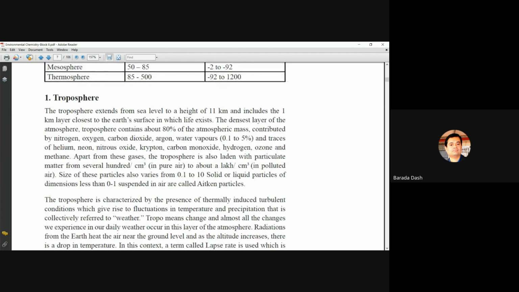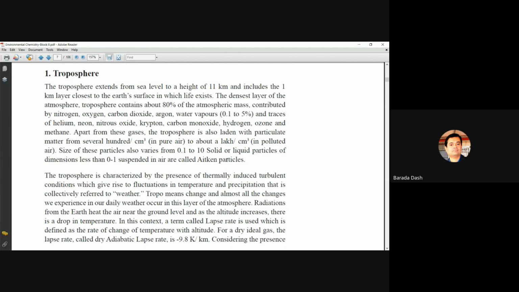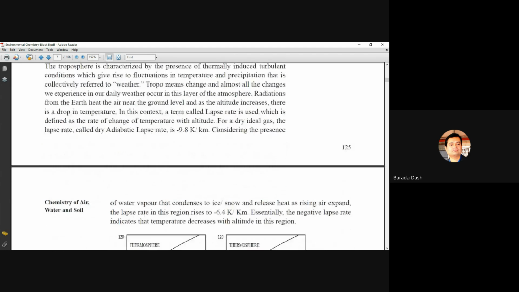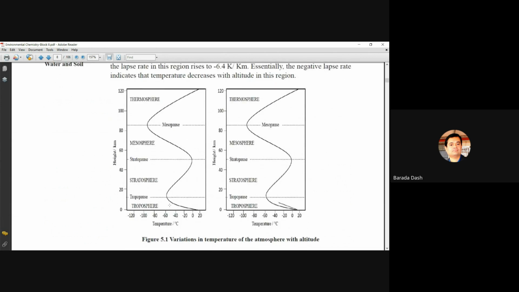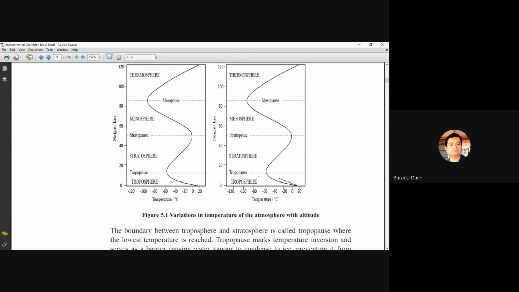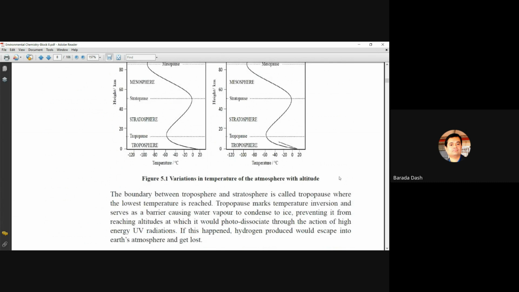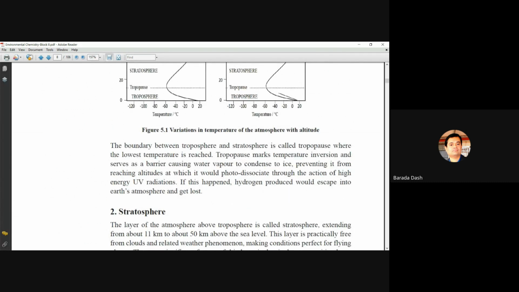The description of all these, and the different compositions of the different spheres, has been summarized here. You see the atmospheric structure shown here: troposphere, stratosphere. At the end of the stratosphere there is the stratopause, and at the end of the troposphere there is the tropopause. The temperature also varies in a zigzag manner as you go through the different spheres. The boundary between the troposphere and stratosphere is the tropopause, where the lowest temperature is reached.